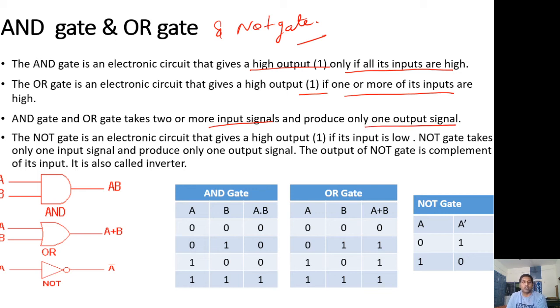The NOT gate is an electronic circuit that gives high output if its input is low, and it will give low output when the input is high. The NOT gate takes only one input signal and produces only one output signal. The output of the NOT gate is the complement of its input and it is also called an inverter.